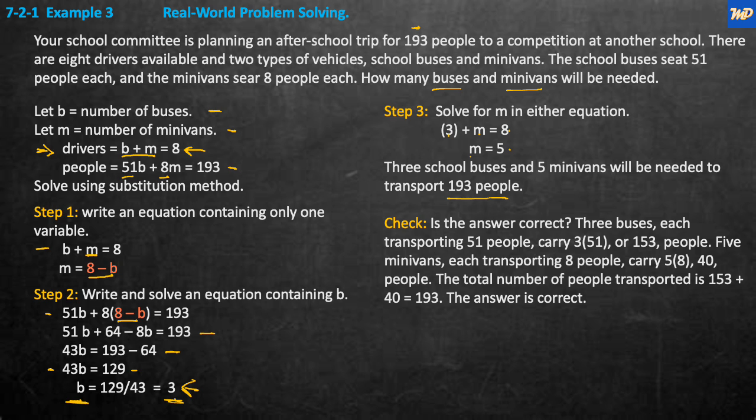There's 3 buses carrying 51 people, which is equal to 153 people, and 5 minivans each transporting 8 people. 5 times 8 is 40, and the total number of people is 153 plus 40, which is equal to 193. And 193 certainly equals 193. You've accounted for all the people. Okay, so there you have it.